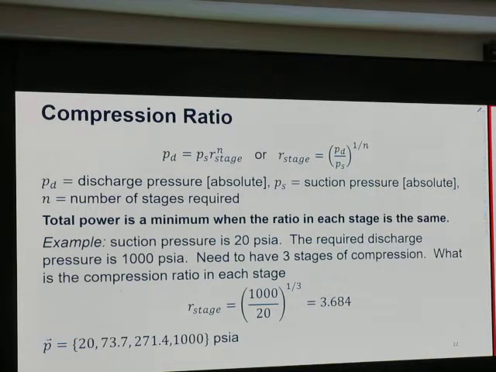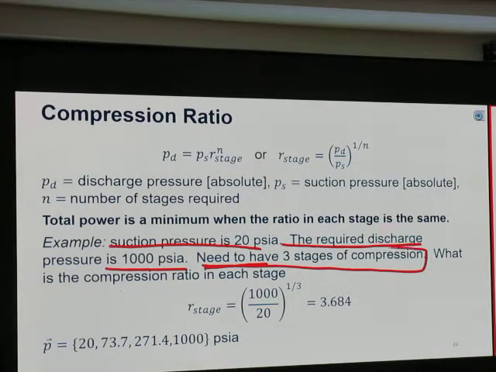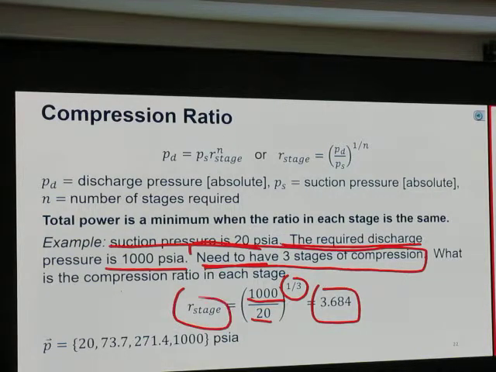Let's take a look at one quick example to clarify that. Suction pressure is 20 psi. The required discharge pressure is 1000 psi. We try to sell the gas, and one of the requirements may be 1000 psi. How many stages do we need? If we assume that we need 3 stages of compression, what is the compression ratio? Plug the numbers in: 1000 over 20 raised to the power of 1 over 3 gives 3.684.